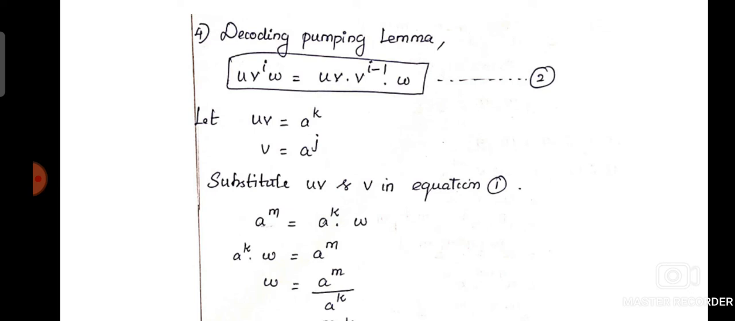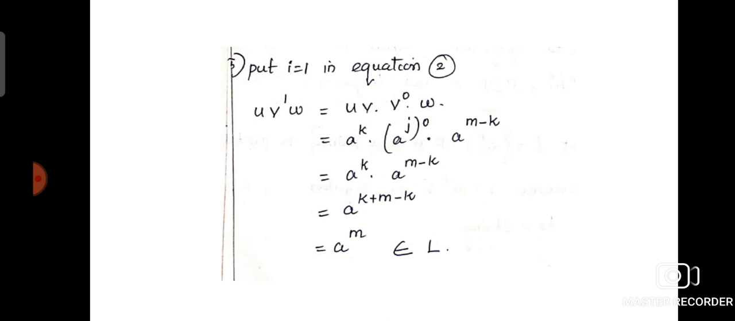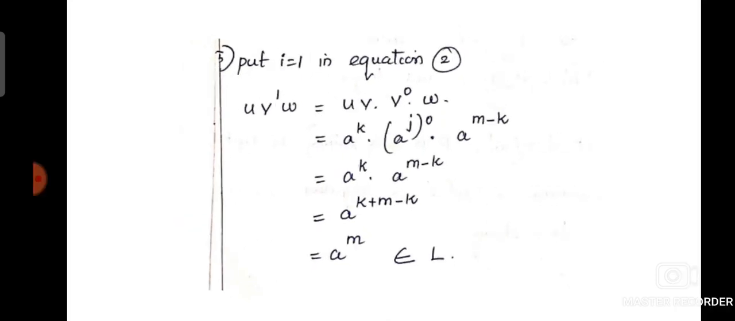Then we have to split up our string and find the values for uv separately, v and w. Initially we take uv as a power k, v equal to a power j, that is, a power j is some portion of a power k. By substituting uv and v in equation number 1, we get the value for w. Then we put i equal to 1 in equation number 2 and simplify it.